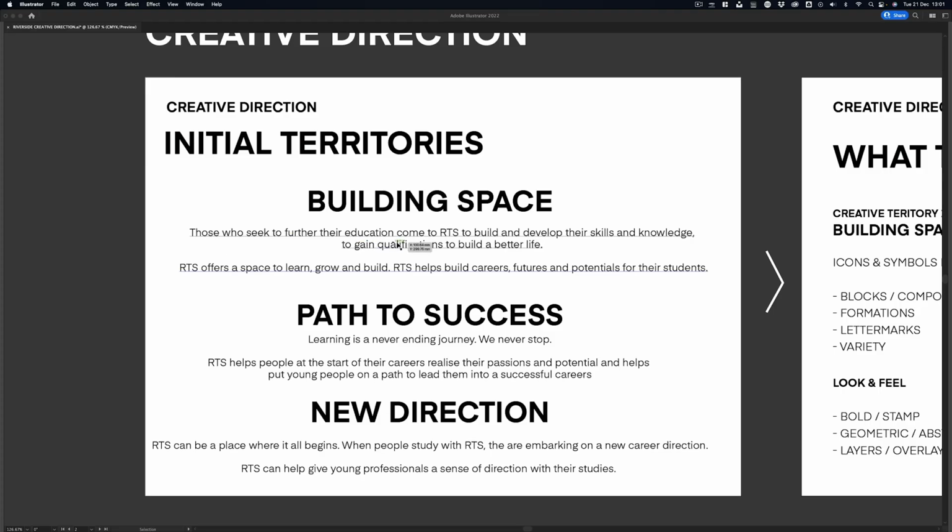But on this particular project, I'm going to go all in on 1 initial concept territory, which was building space. So today I just explored and sketched loads of ideas to come up with what I thought would be a good creative solution for this concept territory. Now, the concept territory I'm going with is called building space. And this one is all about those who seek to further their education, who come to RTS to build and develop their skills and knowledge, to gain qualifications, to build a better life. RTS offers a space to learn, grow and build. RTS helps build careers, futures and potentials for students.